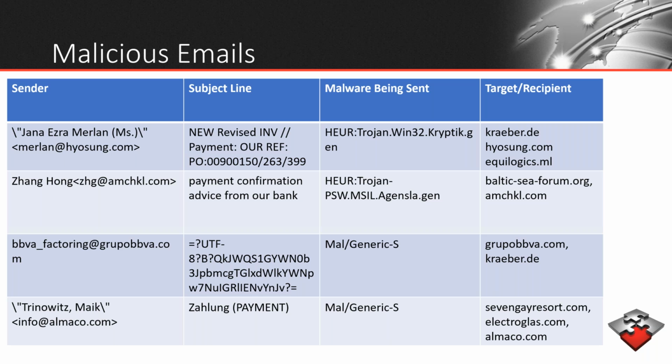In our malicious emails collections this week, we saw 2 attempts against Kraber.de. We also observed a campaign targeting BalticSeaForum.org and amchckl.com. That would be that PSW Trojan there. We see another UTF-8 encoded subject line, so likely Chinese, Russian, or another language that requires UTF-8 character set. Next slide, please.